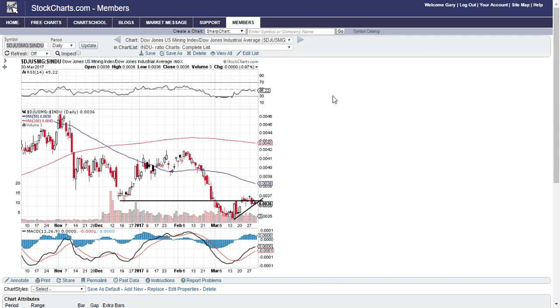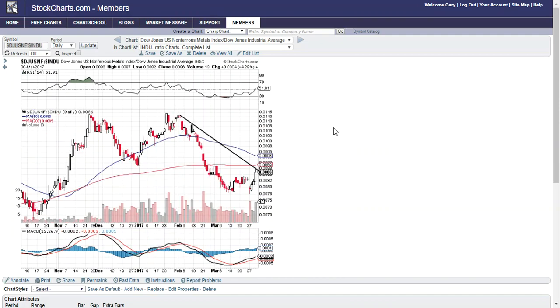Your mining index, including your gold miners and stuff, it does look like you're breaking out of this wedge formation pattern. Your non-ferrous metals, which include copper and Freeport-McMoRan, Freeport was up extremely high today. I'm going to hopefully get a pullback on that, and then I'm going to try to enter to the long side into Freeport, thinking that this trend line is going to get broken here soon.